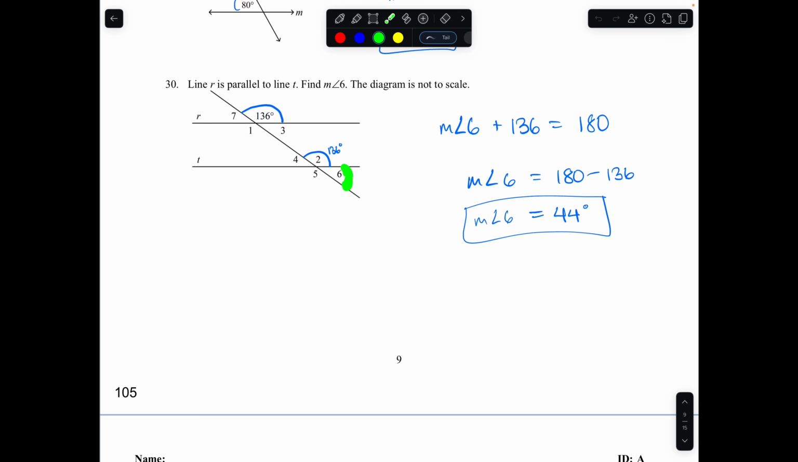Angle 6 is down here. But all we know is that this angle up here is 136 degrees. So we could start by saying that the measure of angle 2 is congruent to this angle. So angle 2 has to be 136 degrees. And then angle 2 and 6, aren't they supplementary? Because they make a straight angle, right? So the measure of angle 6, the angle we're looking for, plus that 136 degrees from angle 2 needs to equal 180. And we solve that for the measure of angle 6, and we should find that it's 44 degrees.